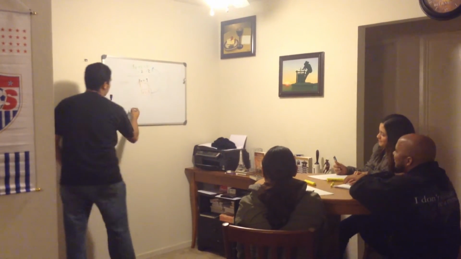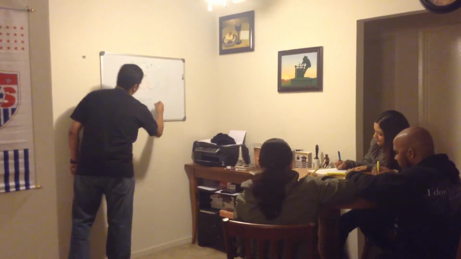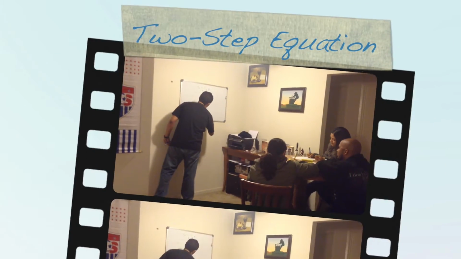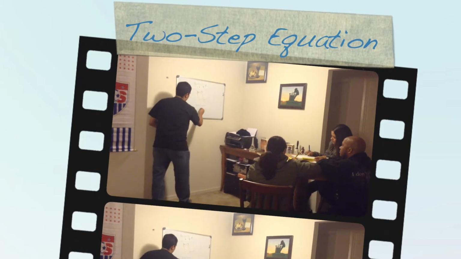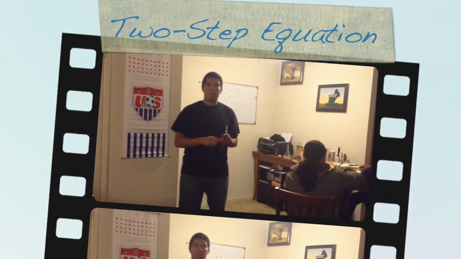You always have to check your answer. So we have 3 times 3 plus 2 is equal to 11. Is that true or false? It's true. Ding, ding, ding. 11 equals 11. And that is for today, class. That was the end of the two-step equations lesson today.